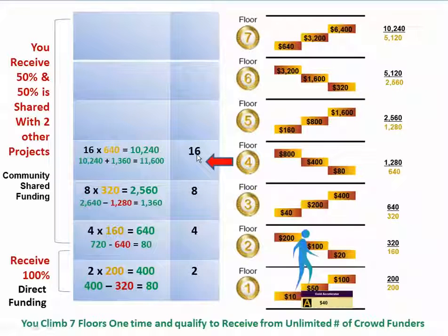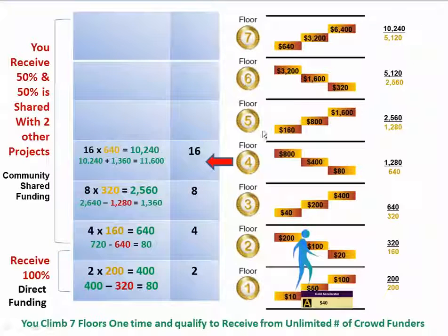Take it one more level up, and you notice that these 8 project managers, when they find 2 each, you have a potential of 16 project managers on your 4th level. When these 16 project managers make a $640 donation when they fund the whole floor, which is half of 1,280, you have a potential of $10,240 coming into your project. When you add what we carried over from what was left over on the 3rd floor, $1,360, that adds up to $11,600 potential.